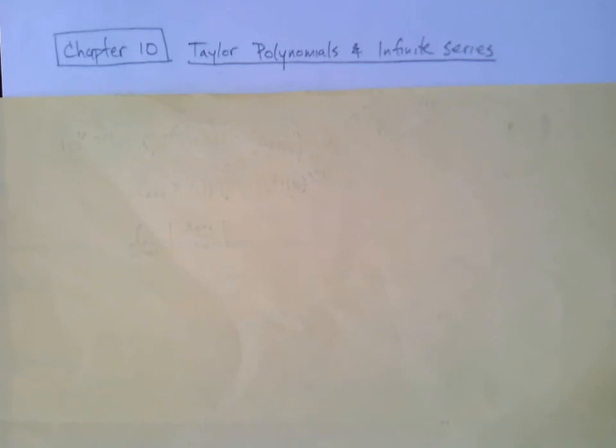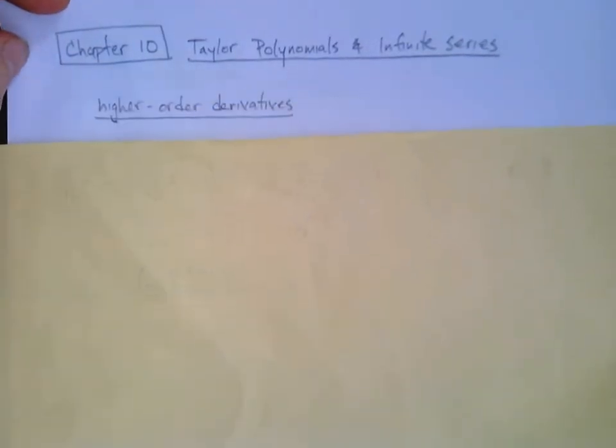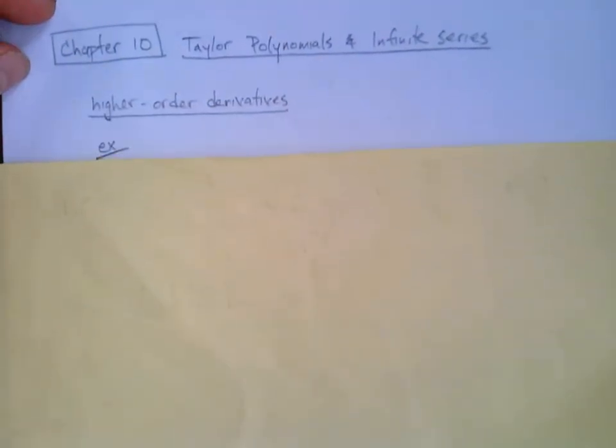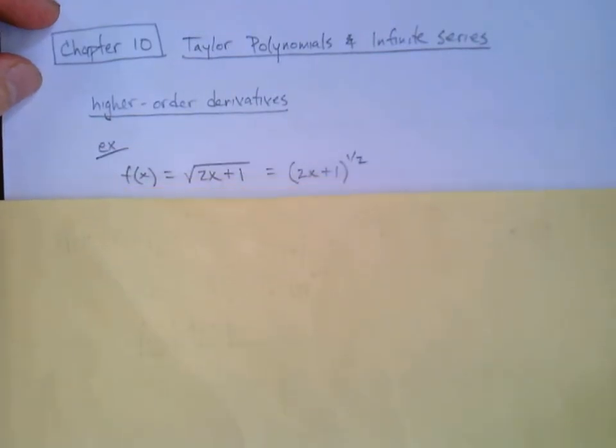But turns out we've got a couple of prerequisite things we want to remind ourselves of before we even get into the section. So chapter 10, Taylor Polynomials and Infinite Series. The first thing to look at as our prerequisite is higher order derivatives. So far in Math 121, Math 122, the highest we've done is the second derivative, right? We've never taken it further than that.